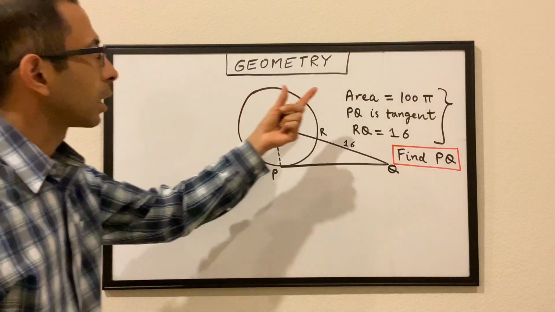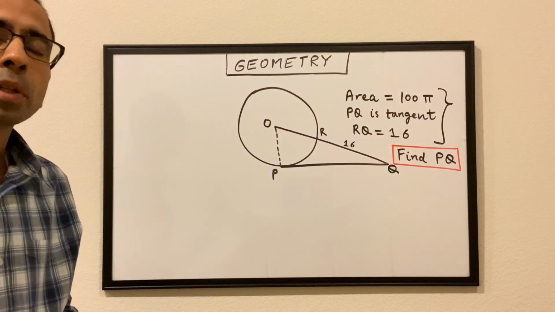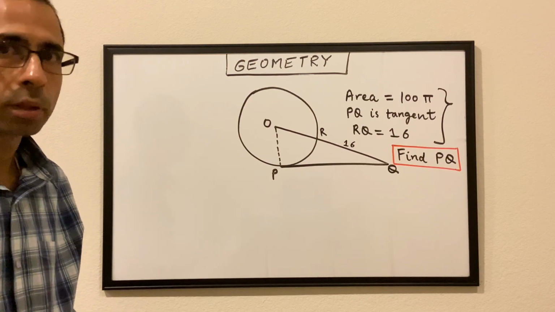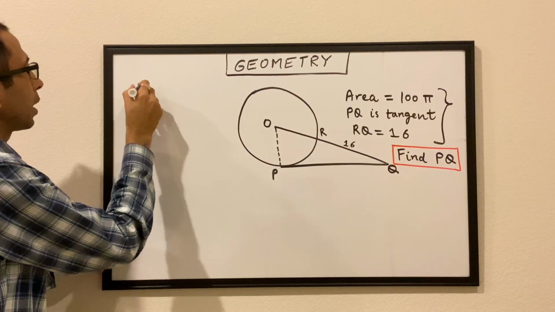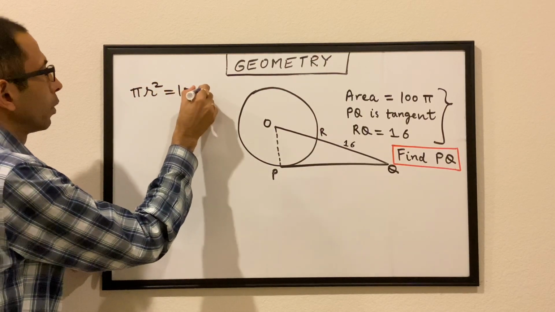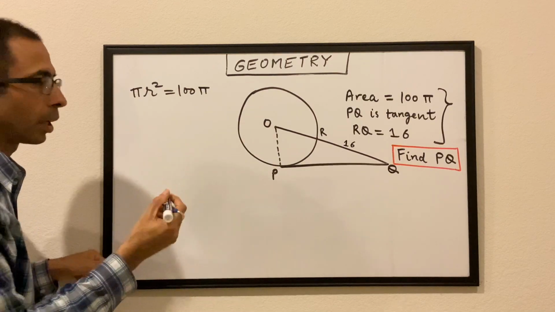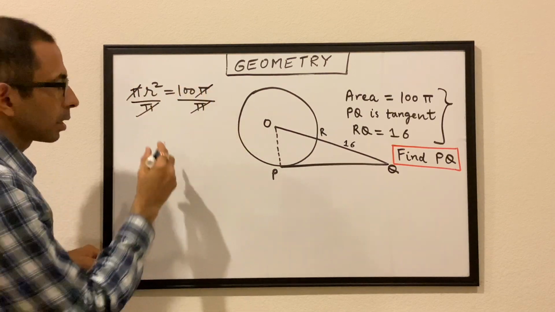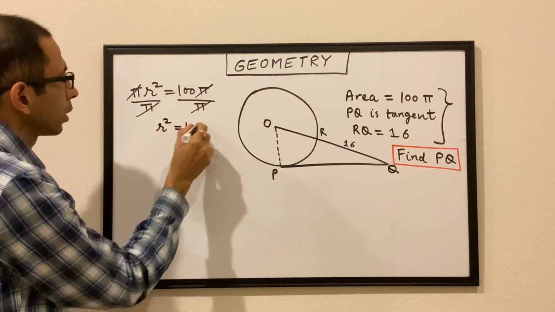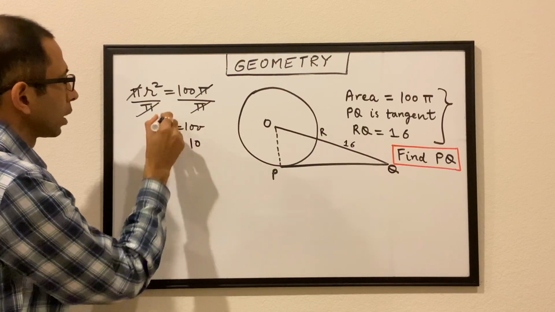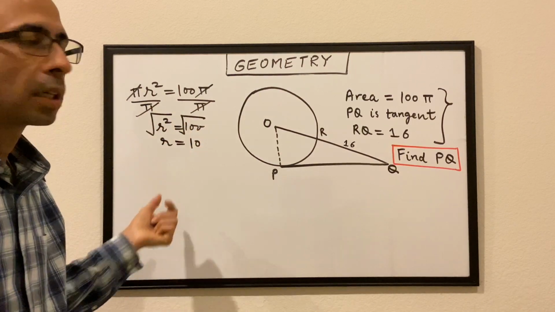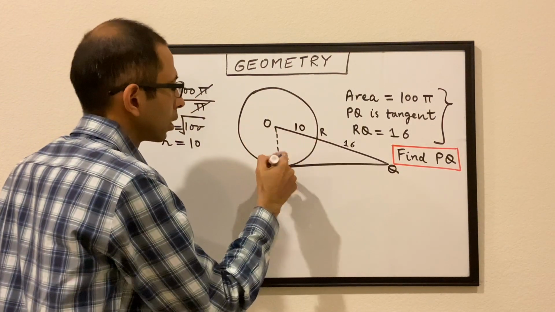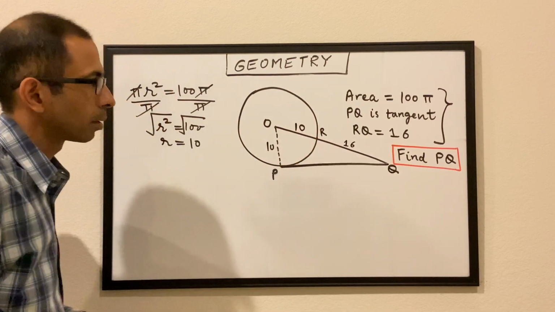So let's get started. The area is given as 100 pi. We know that the area of the circle is given by pi r square. So we can very quickly find the value of r, the radius of the circle. So pi r square is equal to 100 pi. We divide by pi on both sides, pi gets cancelled. We get r square is equal to 100, r is equal to 10. Basically we take the square root on both sides, we get the radius is 10. So this length OR is 10, the length OP is also 10, they're all radius.